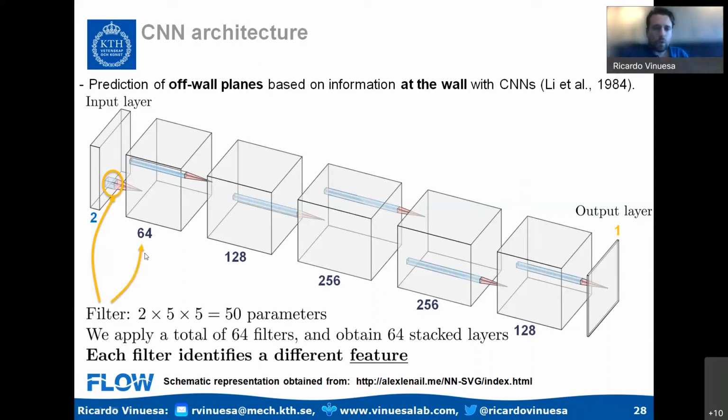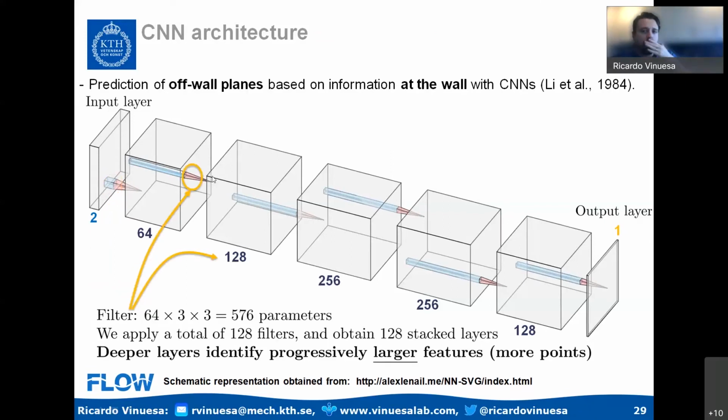Then we apply a total of 64 filters, each of them with 50 parameters, and each filter identifies what is called a feature. These features can be regions of streaks, for example, elongated regions in the flow. They can be regions of strong fluctuation, regions of negative velocity, recirculation. All of these aspects can be identified in the feature maps that I am detecting with a convolutional network.